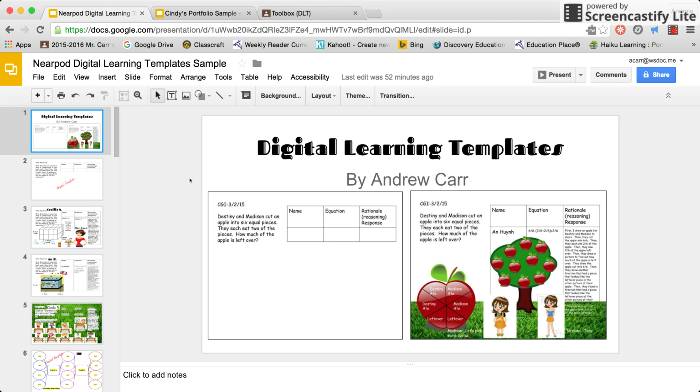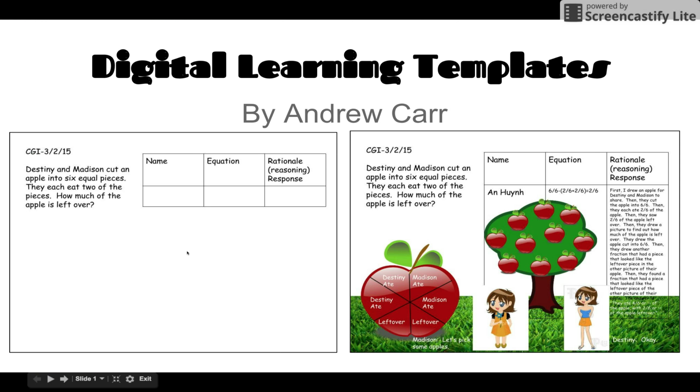Hello everyone. In this brief video, we are going to take a quick overview of what a digital learning template is. A digital learning template is a blank slide that will be sent from your computer to each student's computer, and they will be able to work on it and fill in and answer any questions or complete any thinking maps or gate icons or whatever the topic is you're working on.